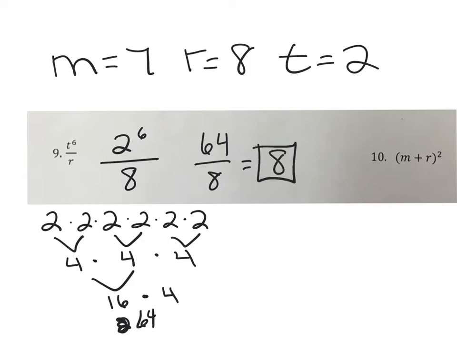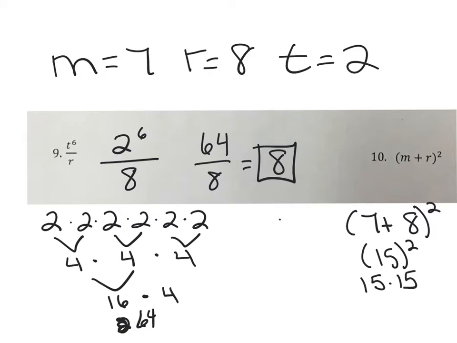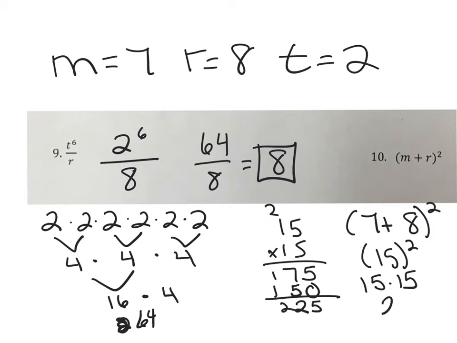And then on 10, you have m plus r to the power of 2. So you have to leave the parentheses, so 7 plus r, which is 8, to the 2nd power. So then we have 15 to the power of 2. So you would have to do 15 times 15. And if we come to the side and work this out, 5 times 5 is 25. 5 times 1 is 5, plus 2 is 7. Placeholder. 1 times 5 is 5. 1 times 1 is 1. And we add that, 225. So we get 225 for the answer for number 10.